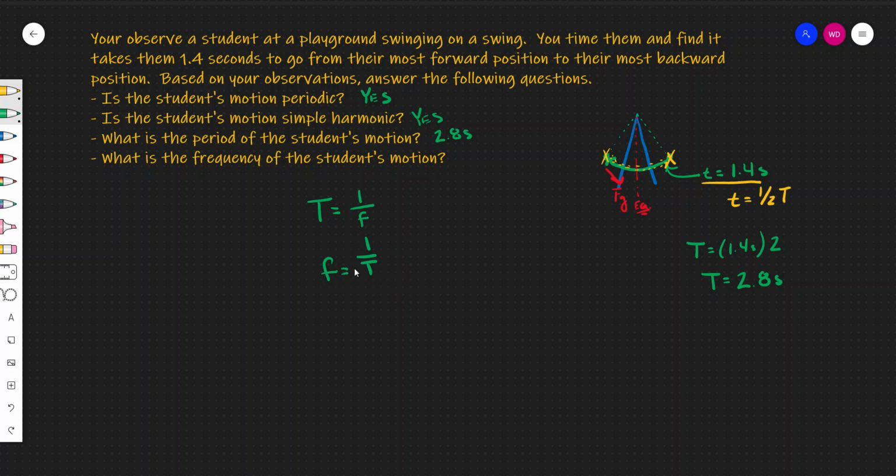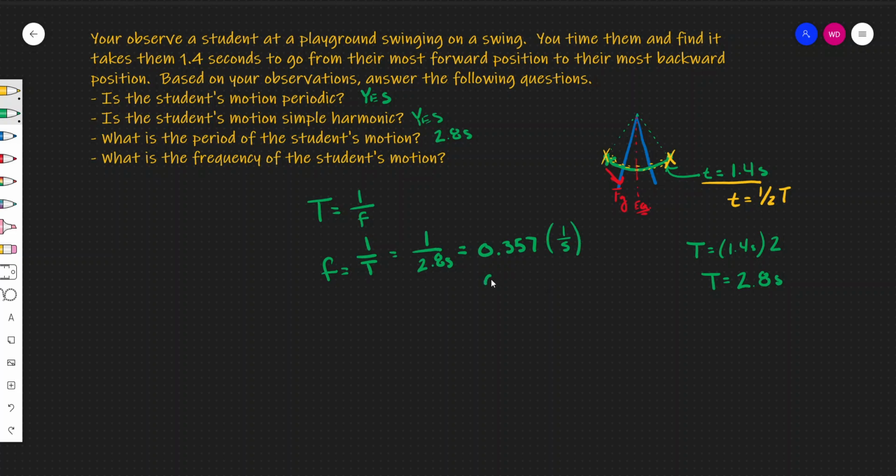If that is the case, then we could just take frequency is 1 over 2.8 seconds, since we just found the period. So 1 divided by 2.8, when you put that in your calculator, I get, to 3 sig figs, 0.357. And now let's look at our unit. Our unit is 1 over seconds, right? I have no unit up top and seconds down below. So 0.357, 1 over seconds.